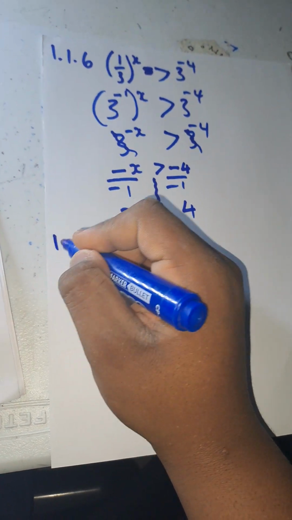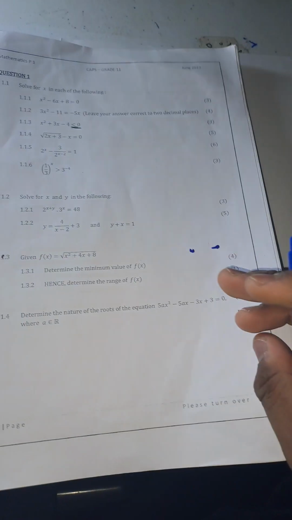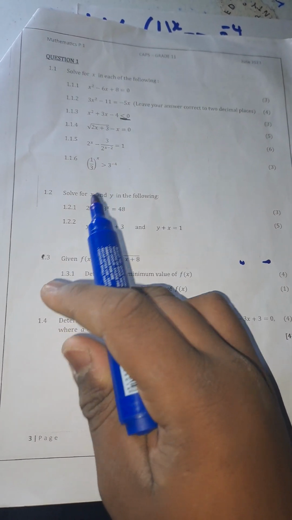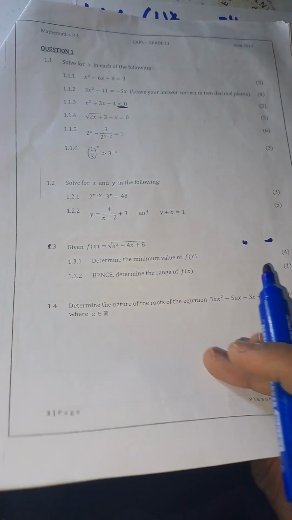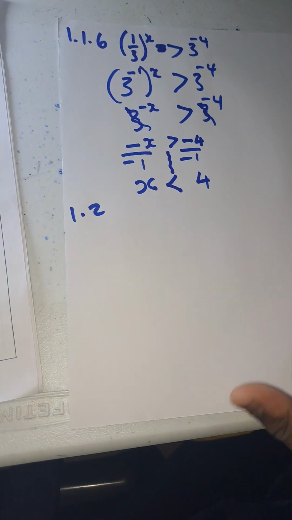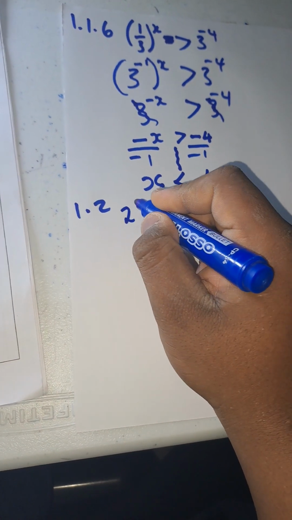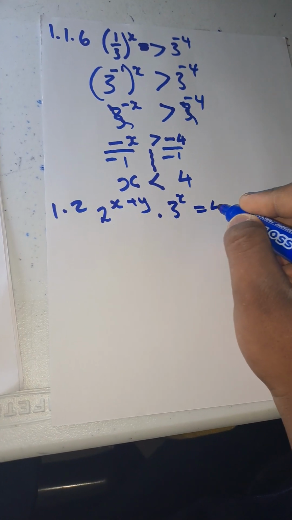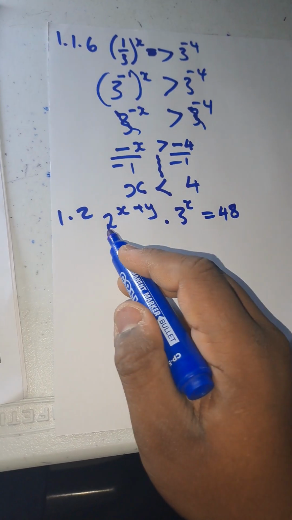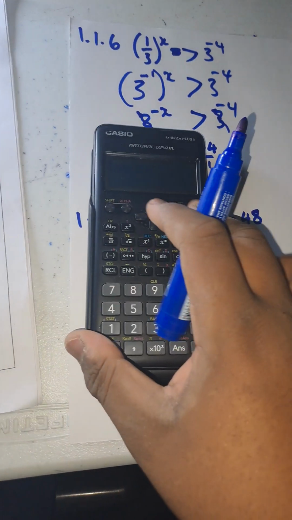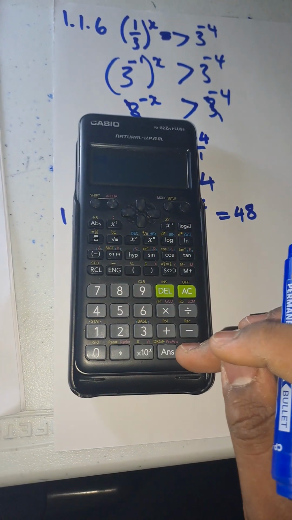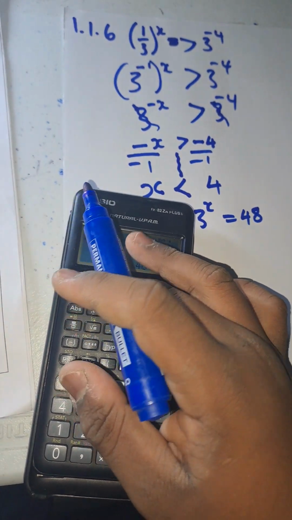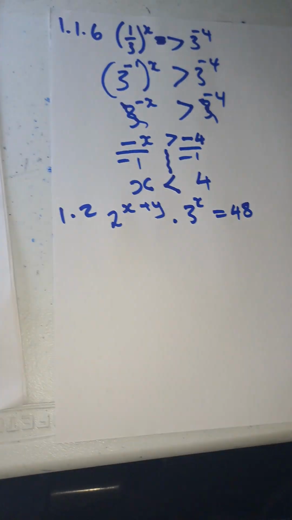Let's go to 1.2. So now 1.2 is interesting. It is saying solve for x and y in the following. Number 1 is 2 to the power of x plus y, times 3 to the power of x, is equal to 48. Now as you can see, I can't change 2, I can't change 3. Let's change 48. Remember how I showed you 48 is equal to 2 to the power 4 times 3.